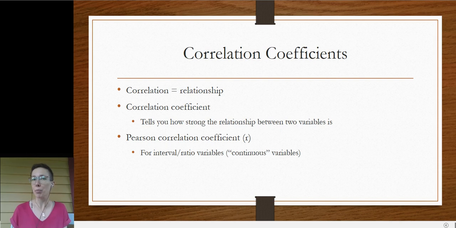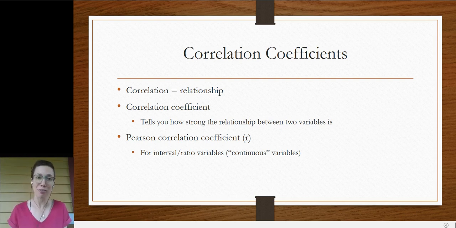Just like when we looked at symbols for univariate analysis, the symbol representing the Pearson correlation coefficient is a little r. So when a correlation coefficient is calculated, we're going to end up with a little r that is giving us the actual coefficient, the actual data point describing the relationship between these two variables.